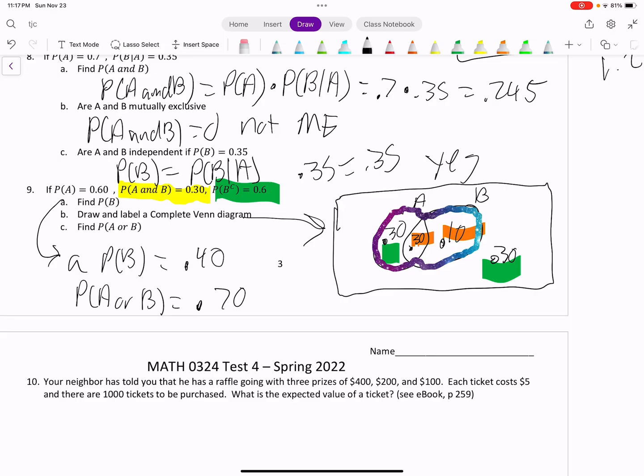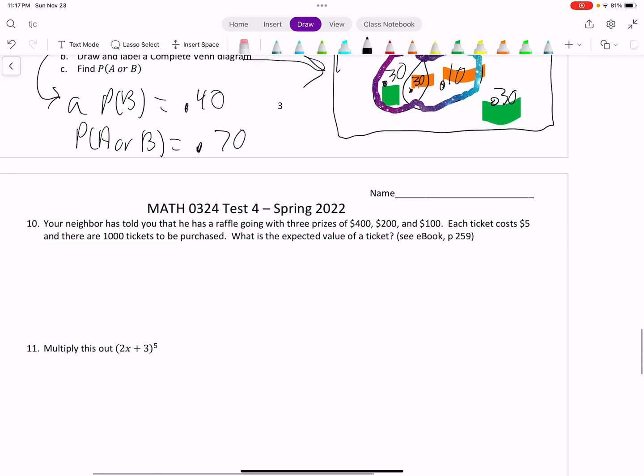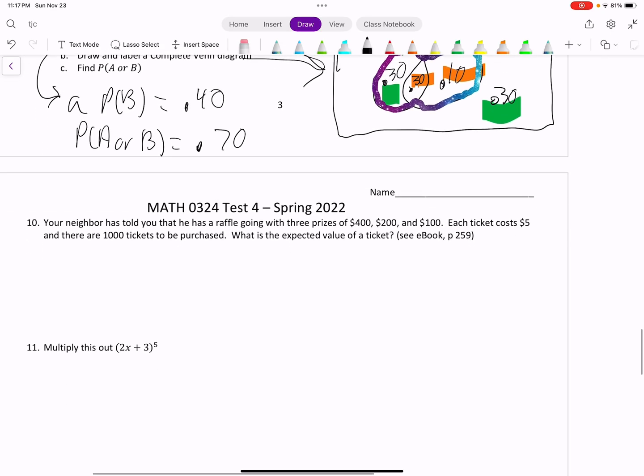Okay? That's how you do that problem. The next one is your neighbor has told you that he has a raffle going with 3 prizes: a $400 prize, a $200 prize, and a $100 prize. Each ticket costs $5, and there's 1,000 tickets to be purchased. What is the expected value of a ticket?